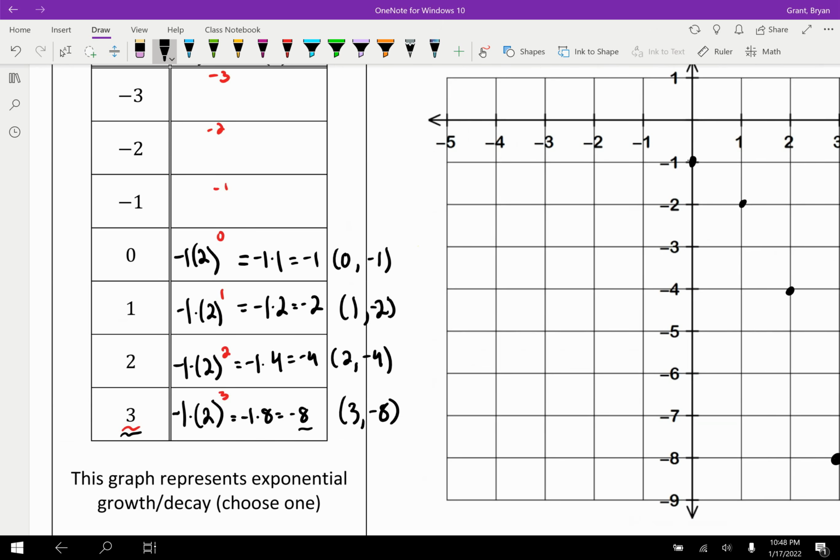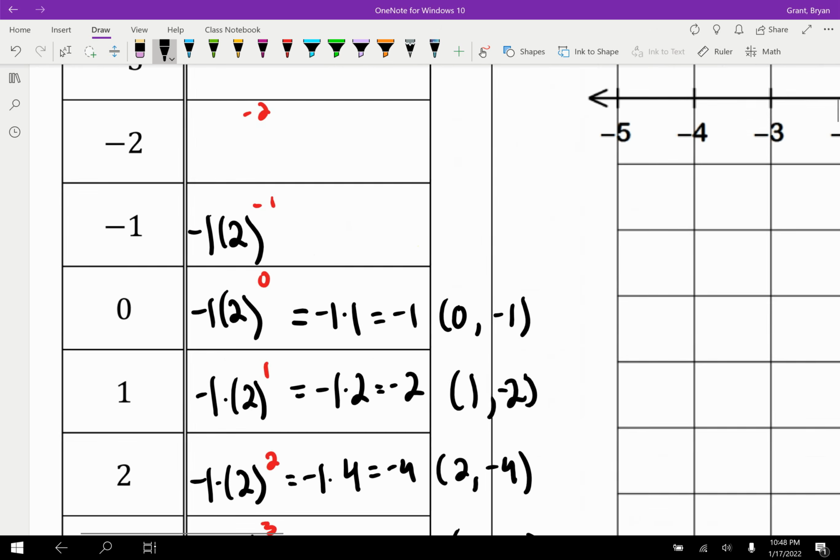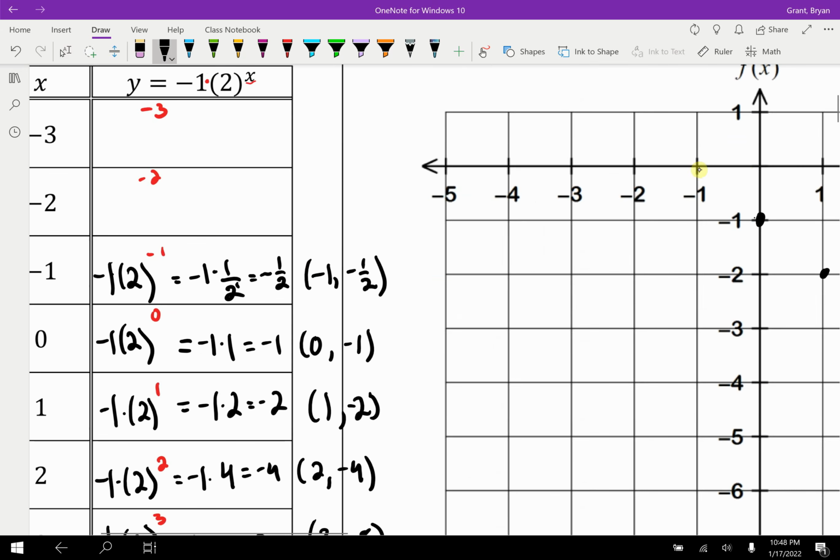And now we deal with those negative exponents. -1 times 2 to the -2nd. We've learned over the last couple lessons that a negative exponent is going to take that 2 and give us the reciprocal, 1/2 to the first. -1 times 1/2 is -1/2. So this gives me -1, -1/2. Left 1 and down a half.